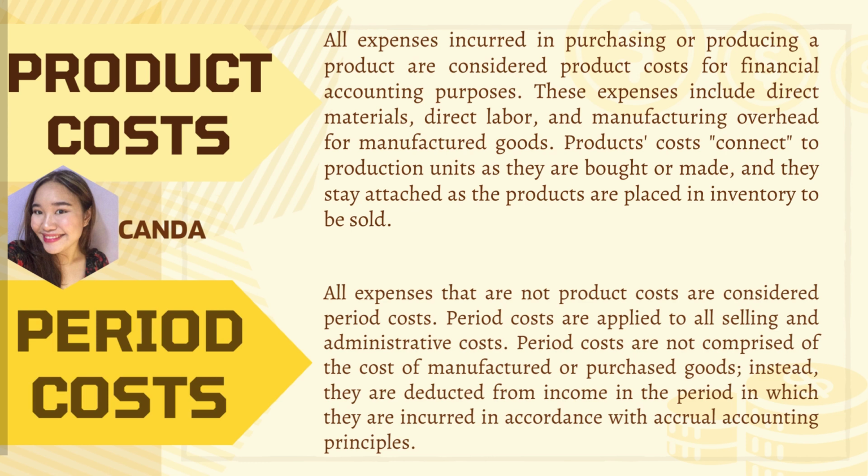Period costs. All expenses that are not product costs are considered period costs. Period costs are applied to all selling and administrative costs. Period costs include things like sales commissions, advertising, executive salaries, public relations, and office space rentals. Period costs are not included in the cost of manufactured or purchased goods. Rather, they are deducted from income in the period in which they are incurred in accordance with accrual accounting principles. Don't forget that cost doesn't always exchange hands during the time that the cost is incurred.